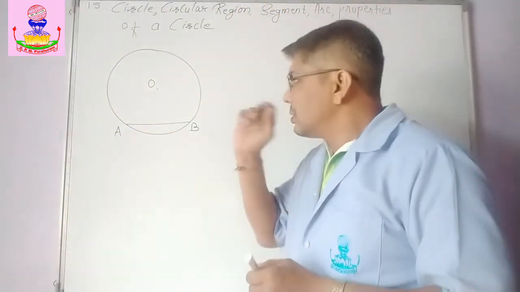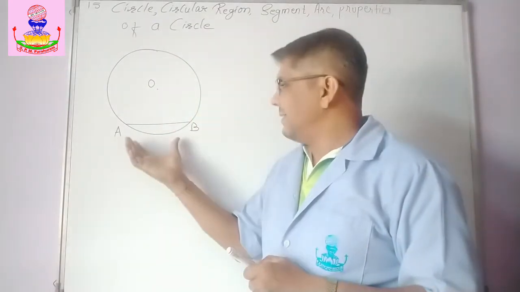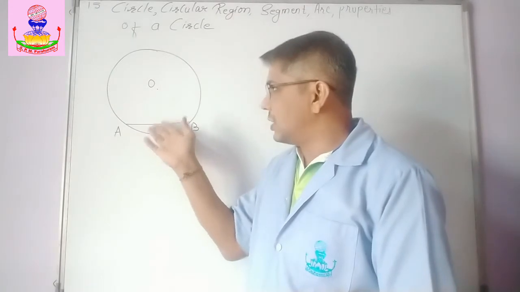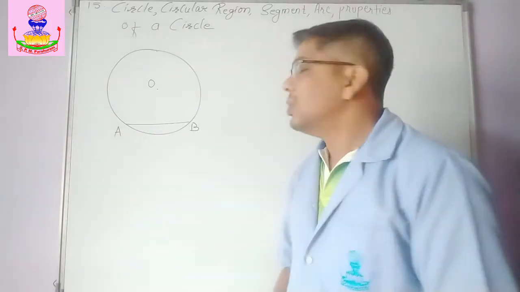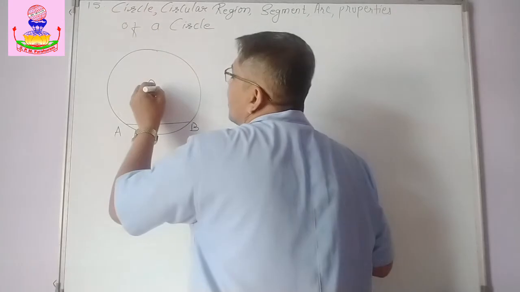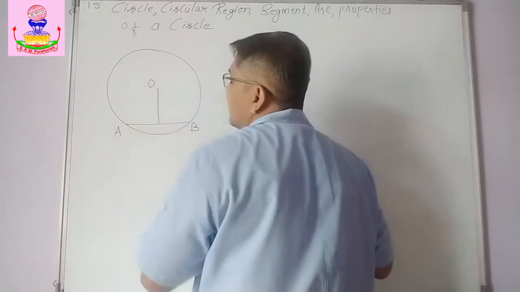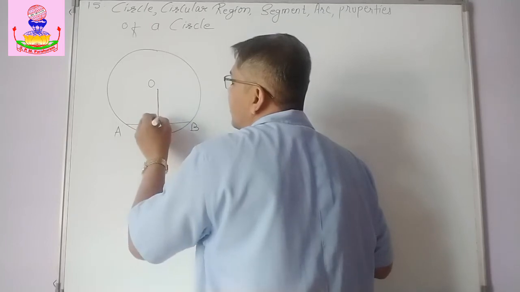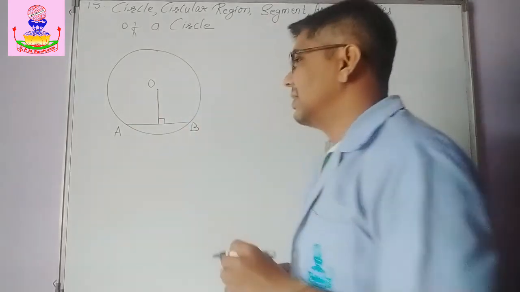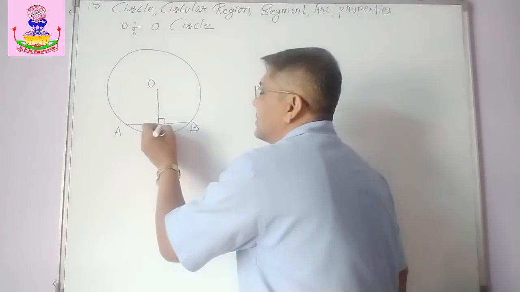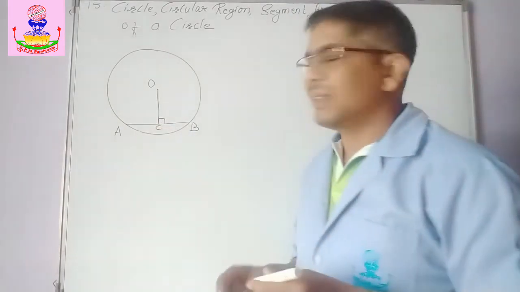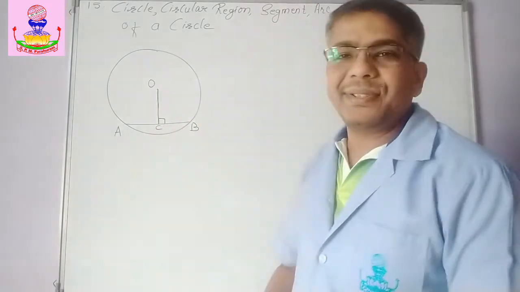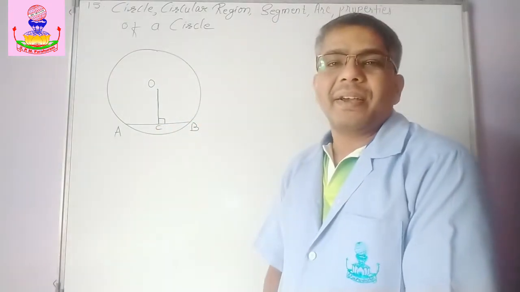Now suppose this is the center of the circle and this is chord AB. So how to measure the distance between the chord AB and center O? For that we can draw a perpendicular segment from the center of the circle on the chord AB. Okay, so this is the perpendicular segment. Now suppose this point is C. So segment OC gives me the distance of the chord from the center of the circle.